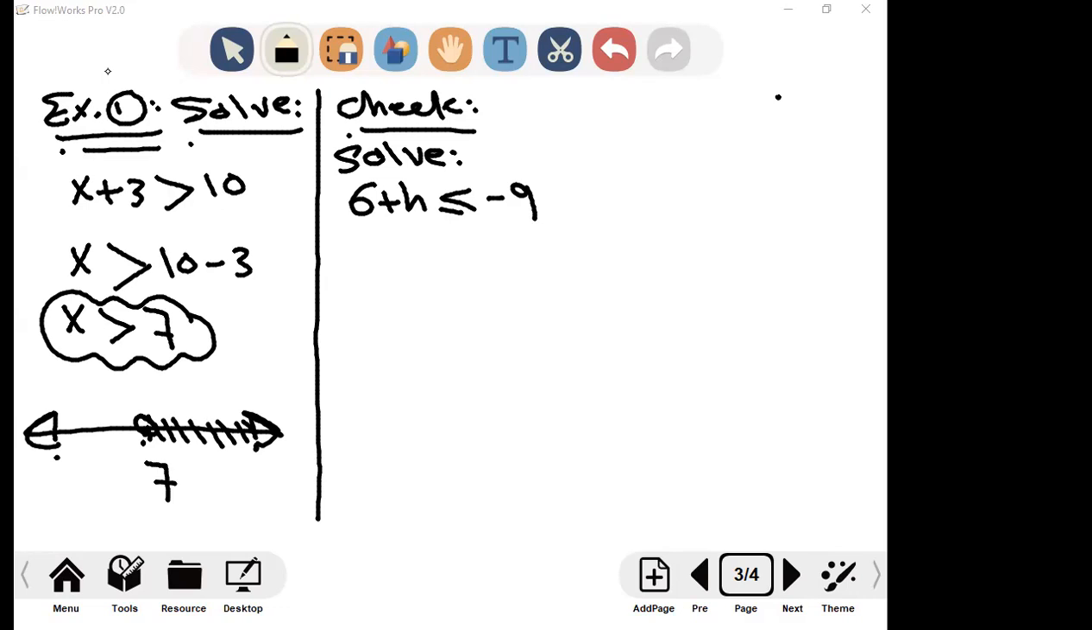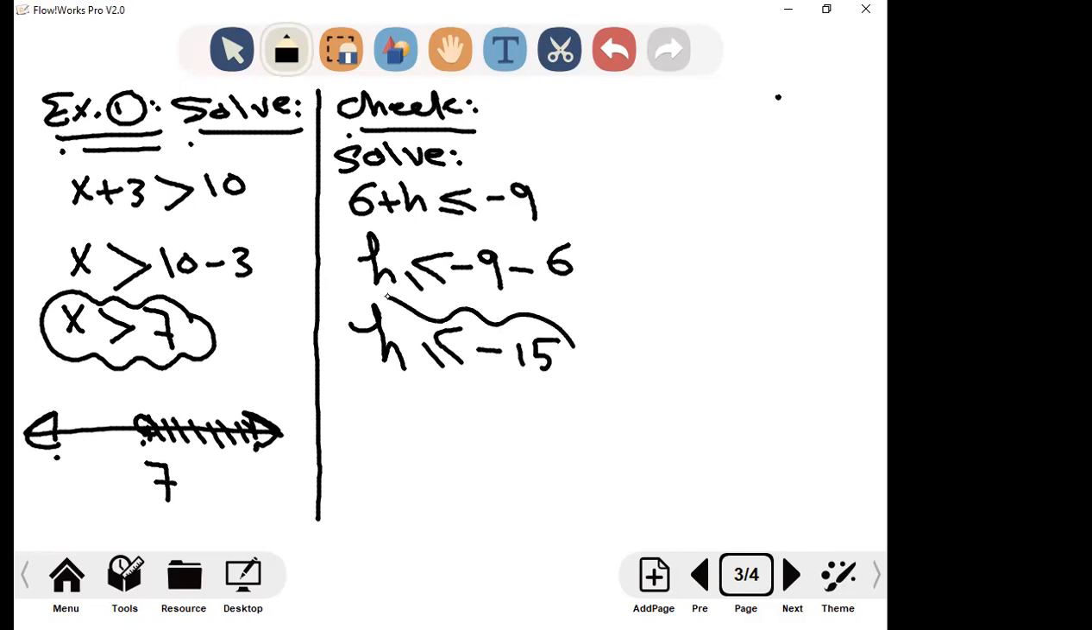6 plus h less than or equal -9. What I will do? Put h, less than or equal, then you put -9, -6. And we shift this 6, it's positive. Shift it here, it will be negative. Now we find the answer. -9, -6. We add and put the same sign, -15. This is the solution, okay?